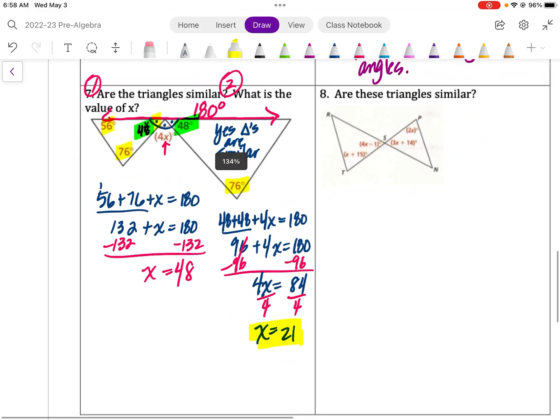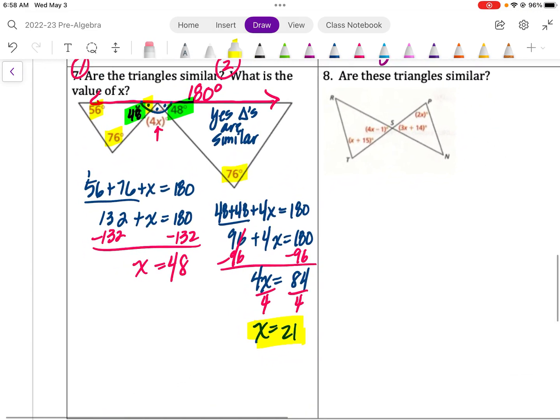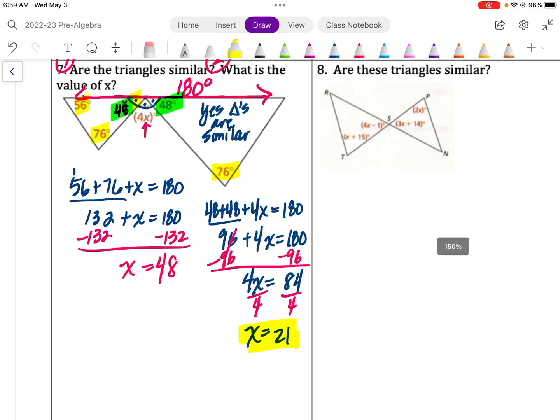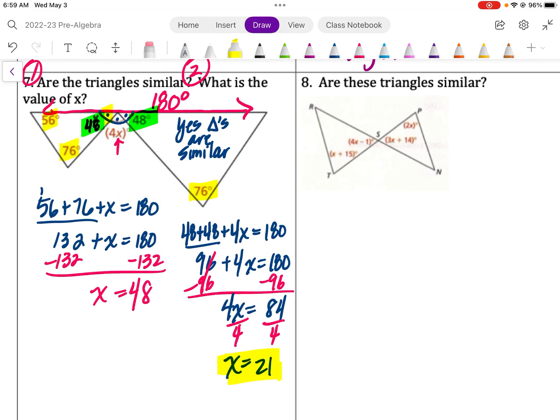So I did both of my jobs. I proved that the two triangles were similar, and I found the value of x. X is 21. So if I wanted to know the measure of that exterior angle, I could do 4 times 21, which would be 84, which would get me there. Okay, not what they asked, though. So I'm going to go ahead and move on, and we're going to finish up question 8.